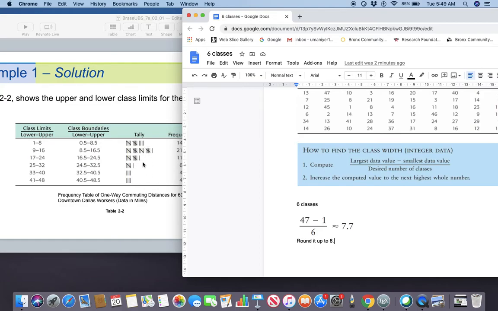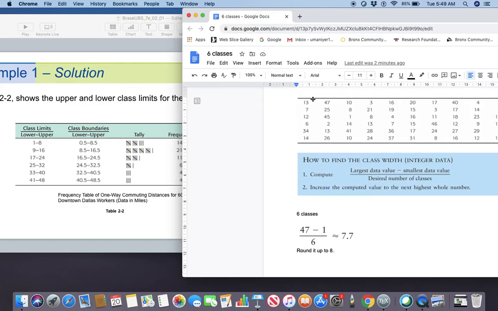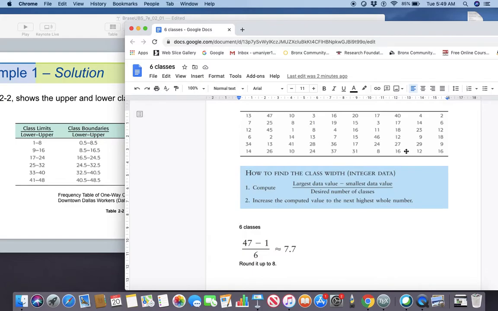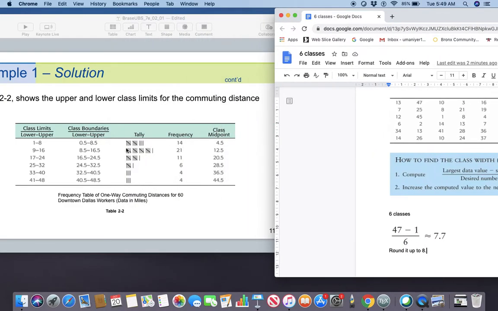Now, what are these tallies? Now you go back to your data. You see 13. 13 is in this class, so you would make a tally there for 13. 7 is in this class, you would make a tally for 7, and so on. Go through all of these numbers and get a tally. Notice how you make a tally: 4 vertical and 1 across. That's a 5. So this way you're collecting tallies in groups of 5, so it's easier to count.